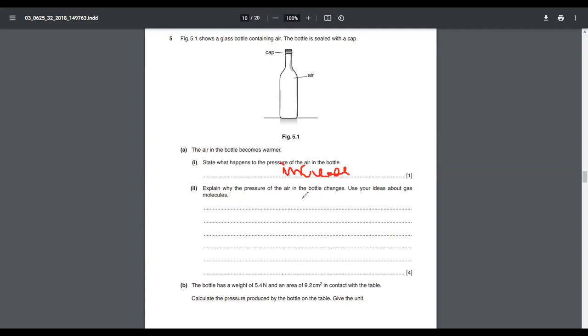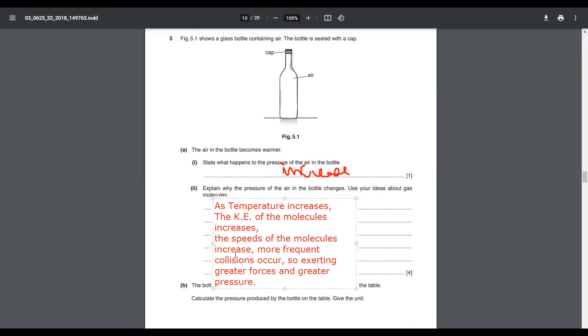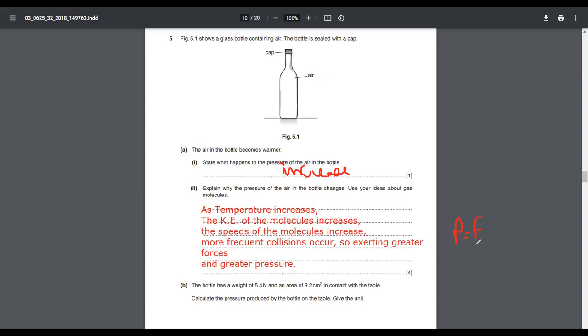Okay, explain why the pressure of the air in the bottle changes. Use your ideas about the gas and the molecules. So we shall state the points that we know: as the temperature increases, the kinetic energy of the molecules increases. The speed of the molecules will increase. More frequent collisions occur, and so exert a greater force and so a greater pressure. Knowing that pressure is equal to force over area, whenever the force increases, the pressure will increase as well.